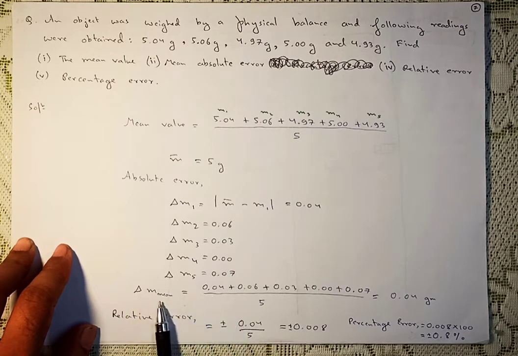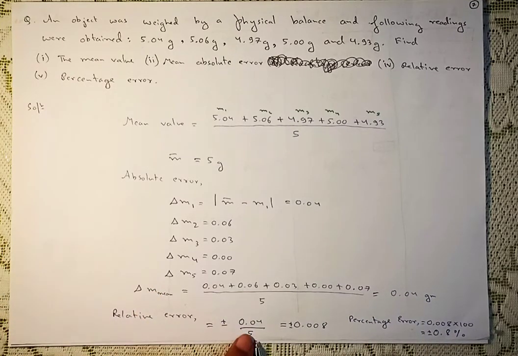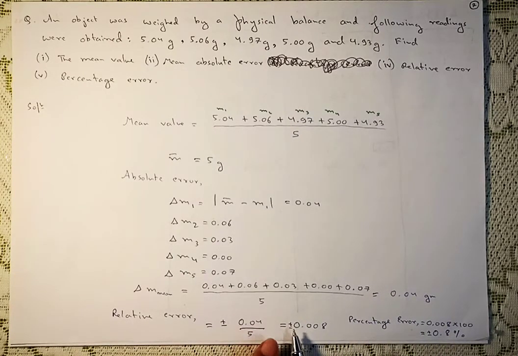You got the value of all these, and now take all these values and divide by 5. You get 0.04 grams as the mean absolute error. Then take this 0.04 and divide by 5, and you get plus minus 0.008. And as I told you, percentage error is nothing but taking this quantity into 100.